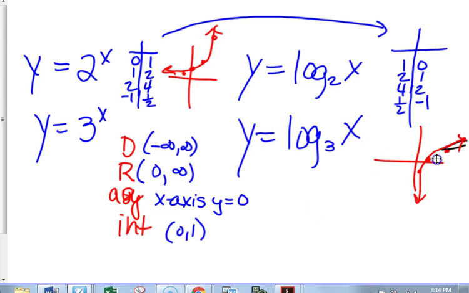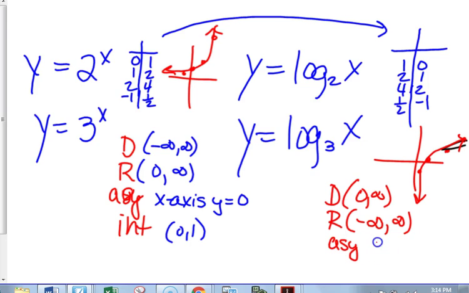Okay. This one. The log. Yeah. It's the inverse, so the domain and range should switch, right? The asymptote should also switch to what? The y-axis, or x equals 0, and the intercept will be 1, 0.